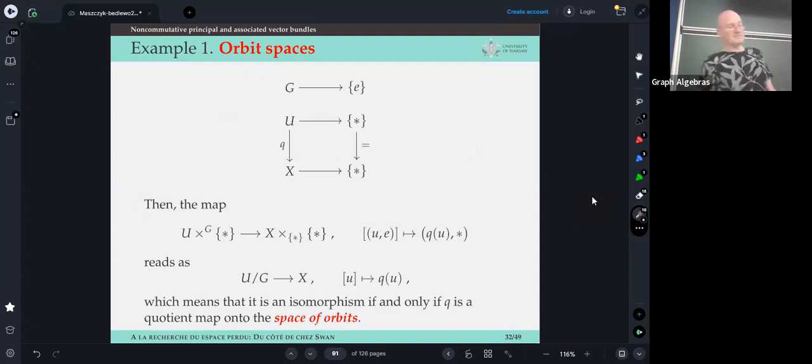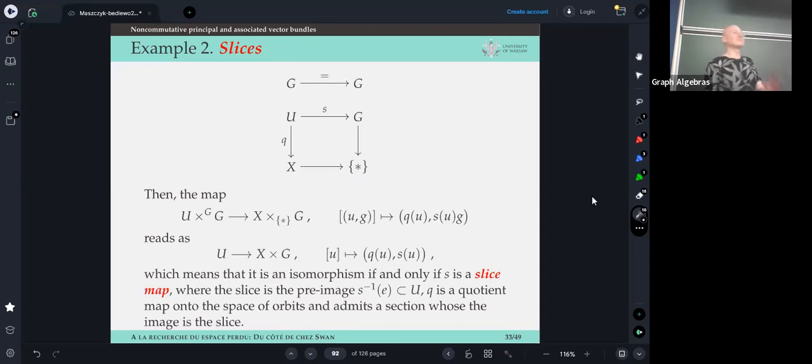First of all, for orbit spaces, we can create a similar diagram. We can compute a similar, more canonical morphism, and then we see that for this morphism to be an isomorphism is equivalent to Q being a quotient map onto the space of orbits. Next, the problem of slices. If you have an action, again we can rephrase this in the form of a similar diagram, and then our canonical map being an isomorphism means the existence of something called a slice map.